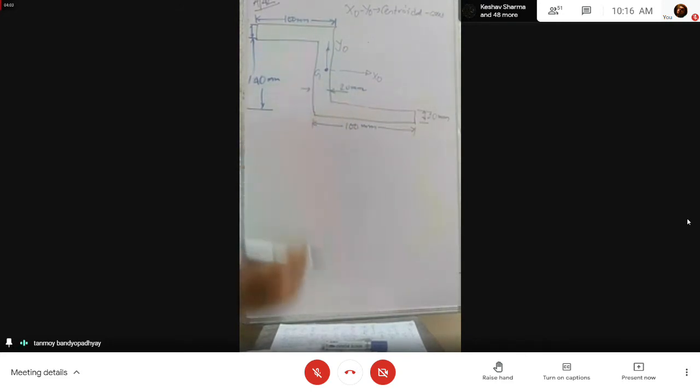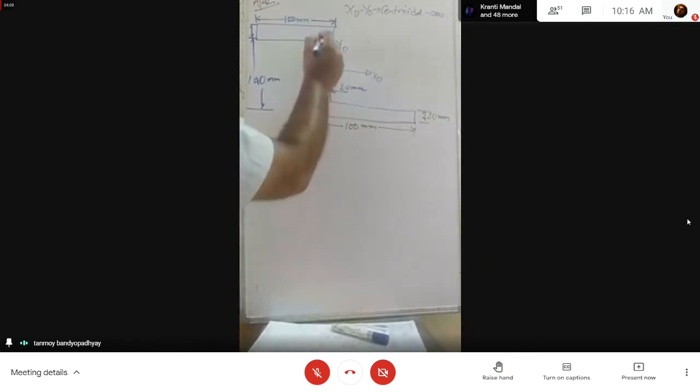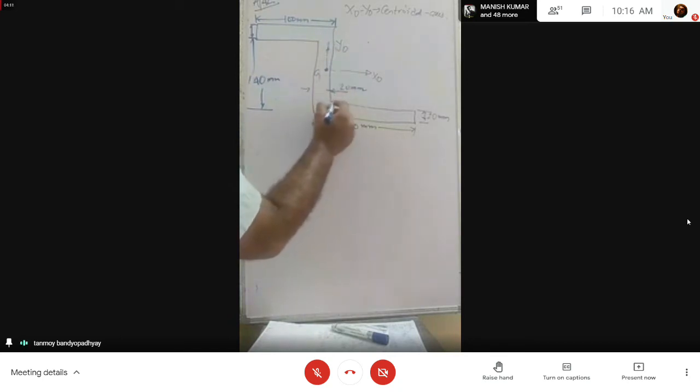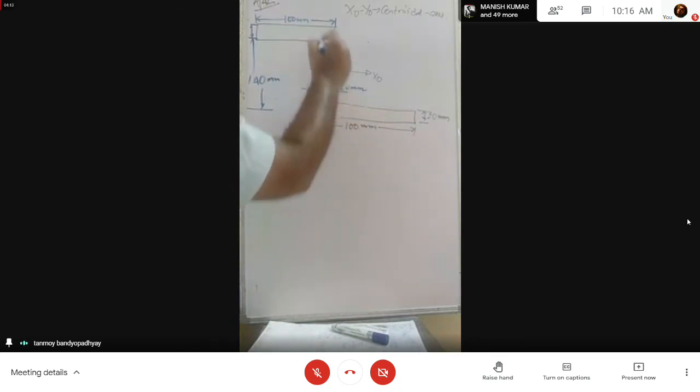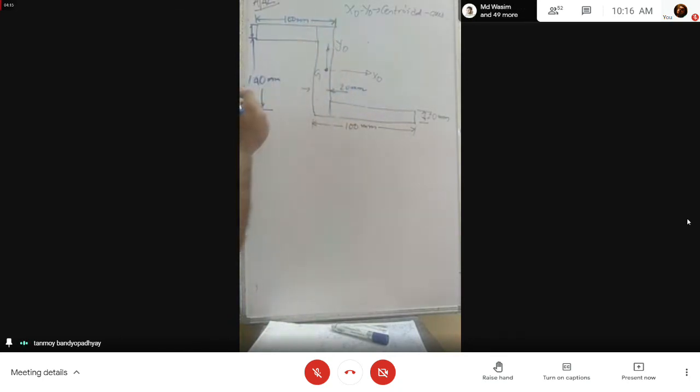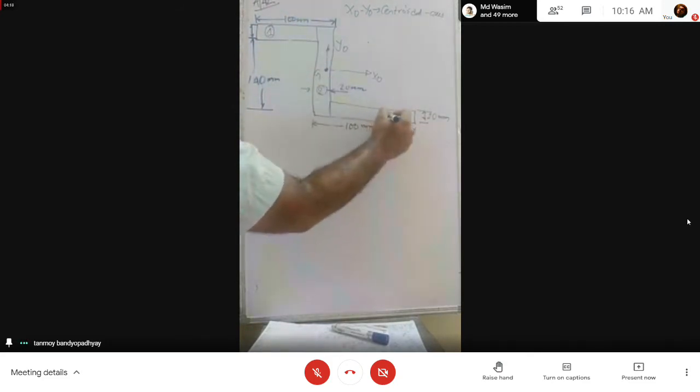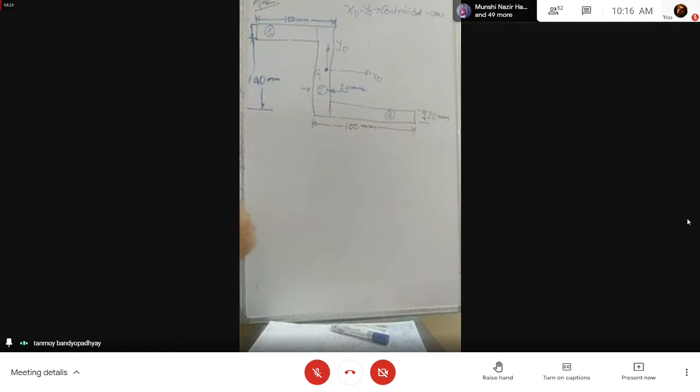You can break it into 2 or 3 rectangles, whichever feels suitable. Either you can divide it like this or like this, anyone you find suitable. So I am dividing the figure like this. I am calling this 1, this 2, and this 3.